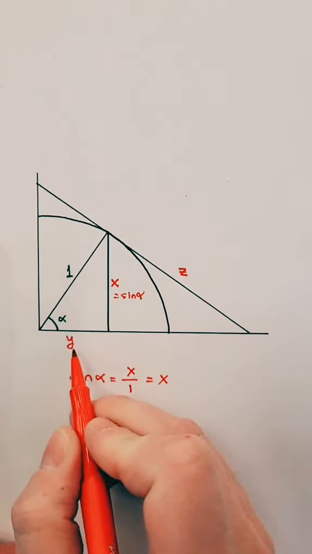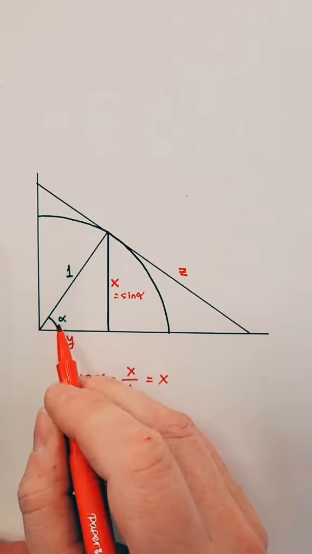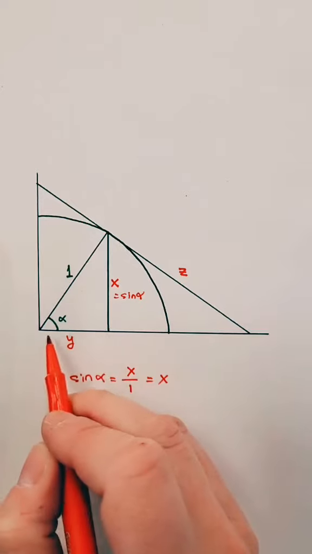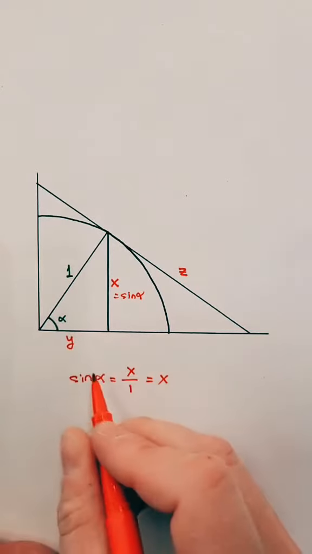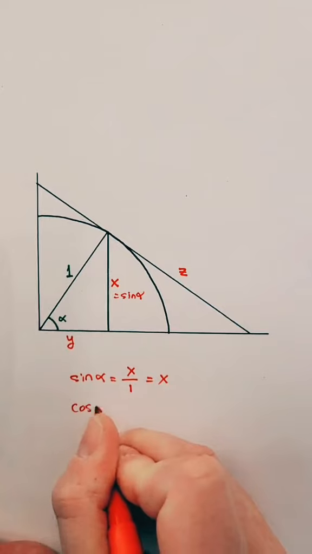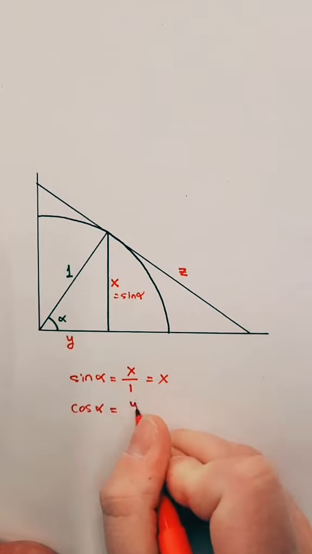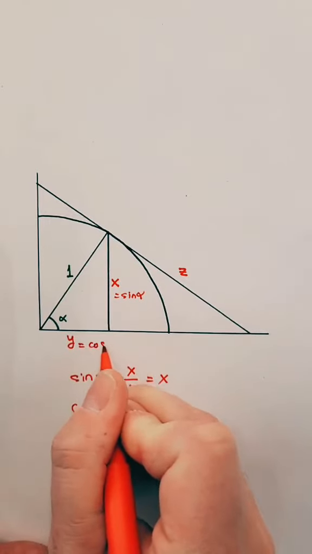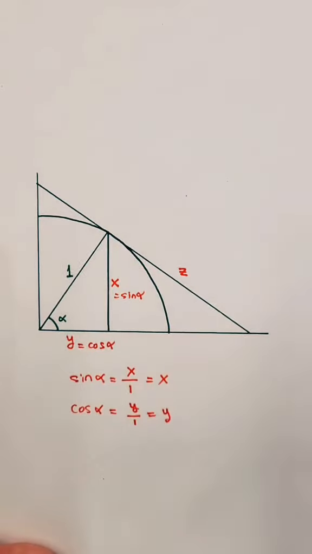Similarly, for y, if I use the cosine of alpha is the length of the next side divided by the length of the hypotenuse. So the cosine of alpha is y divided by 1, so it's just y. So those are the easy ones. This is cosine of alpha. So let's figure out what's z.